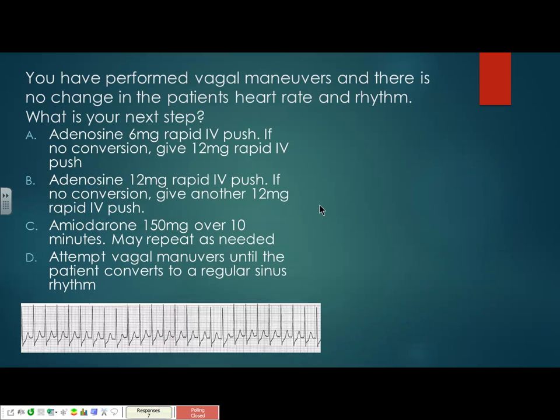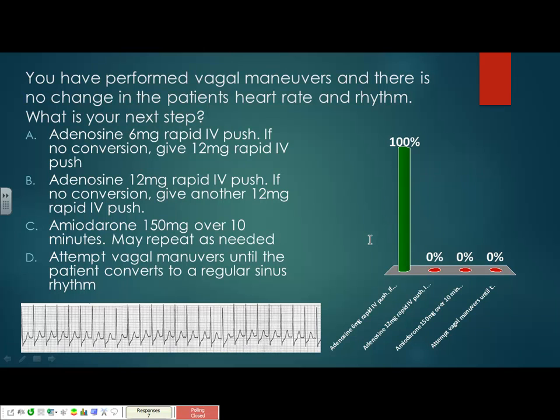All right. So you've performed vagal maneuvers and there's no change in the patient's heart rate and rhythm. What is your next step? Adenosine 6 milligrams, rapid IV push. If no conversion, give 12. Adenosine 12. If no conversion, give another 12. Amiodarone 150, repeat as needed, or attempt more vagal maneuvers. All right, so adenosine 6 milligrams.